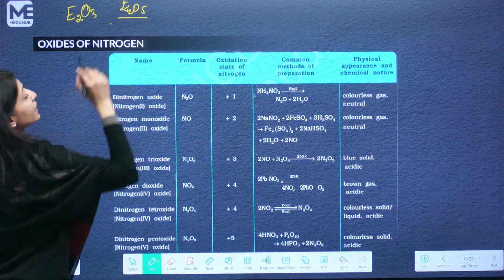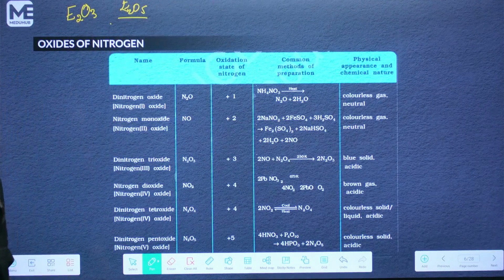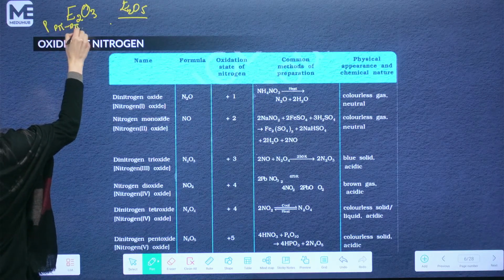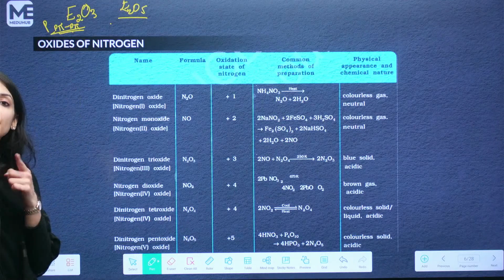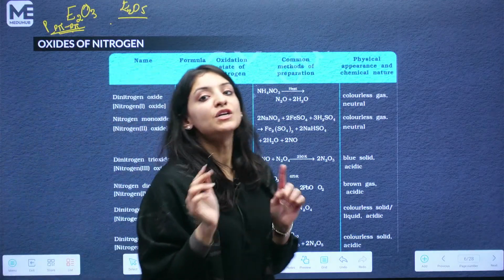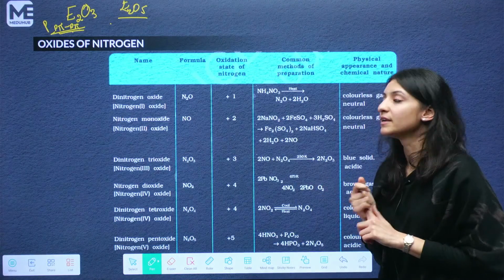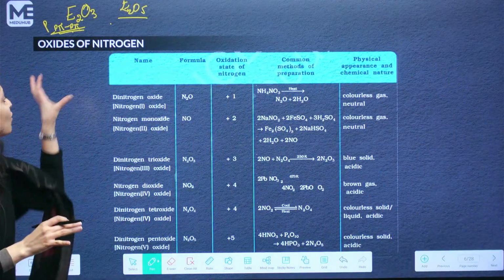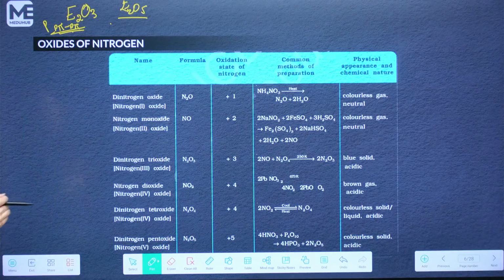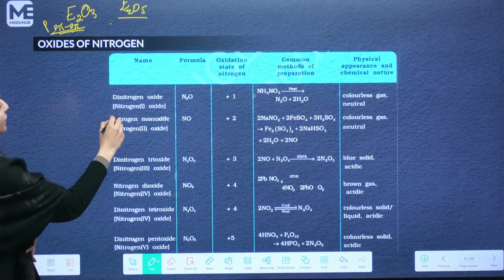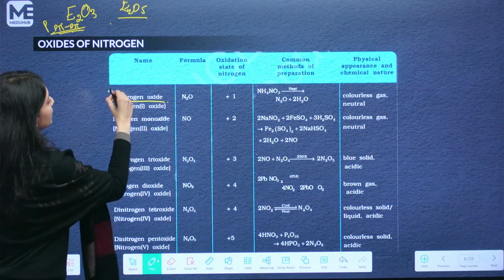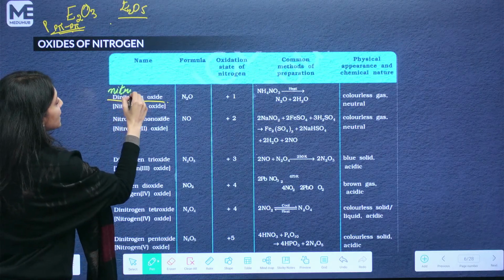E2O3 and E2O5, they always exist as dimers because phosphorus cannot form p-pi bonds. Phosphorus can form d-pi bonds with oxygen, but not p-pi bonds. Alright, now moving on. So nitrogen forms a variety of oxides. It's small in size, has high electronegativity, and it can form p-pi multiple bonds. So the first oxide of nitrogen is N2O, which is also called nitrous acid.